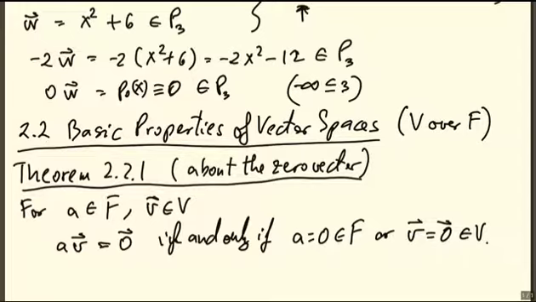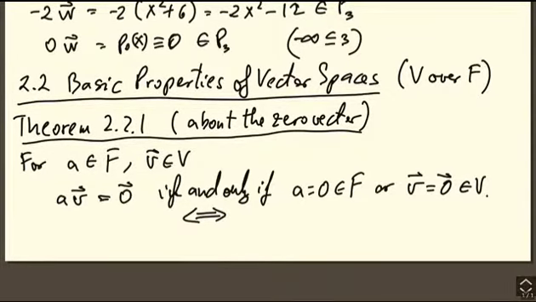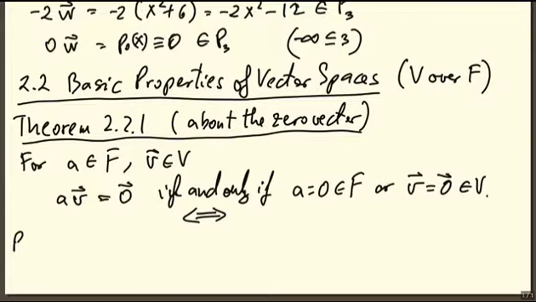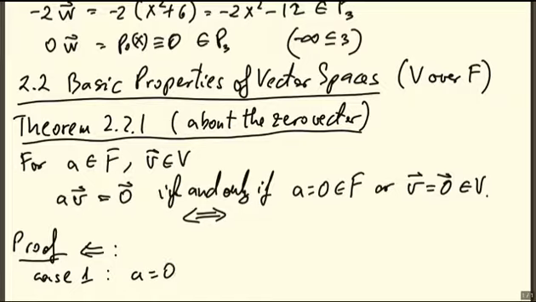So we have a lot of these if and only if statements. And this means we have to show equivalency. We have to show implication in two directions. And usually we do this in two steps. So first we go in this direction, from right to left. Case 1, A equals 0 in the field F.